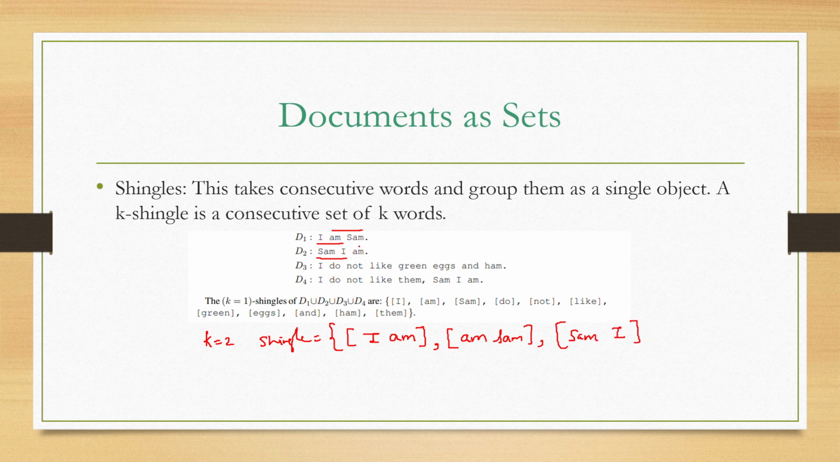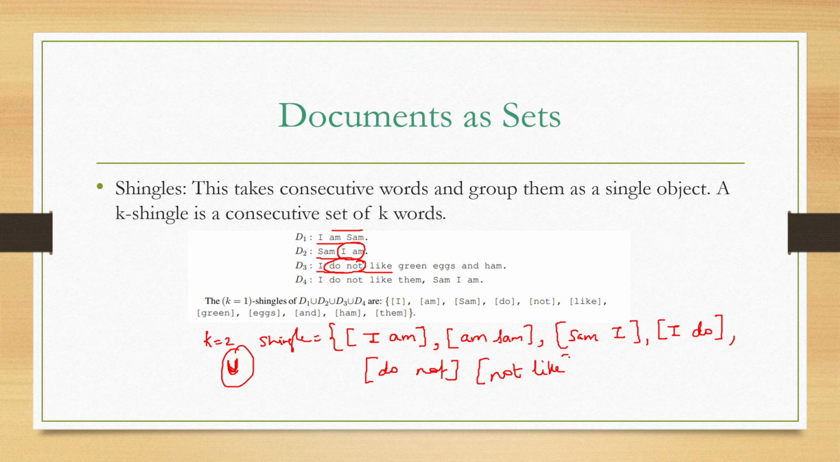Next word is I am. So I am is already there, and since this is a union set, we do not write it again. So go to the third document. The next object should be I do. Next object, combining the next two, is do not. Again combine the next two, it is not like.